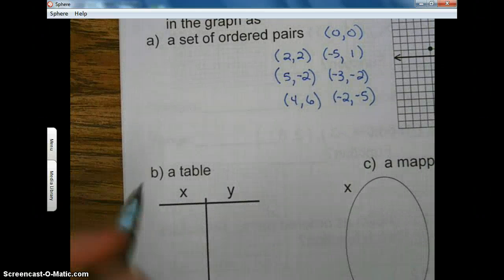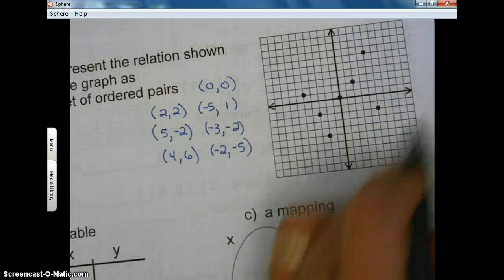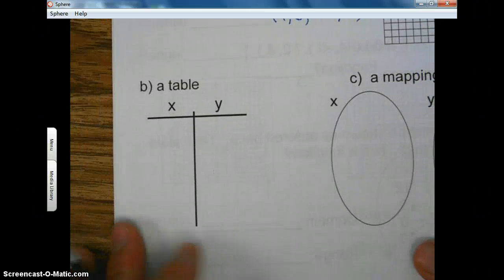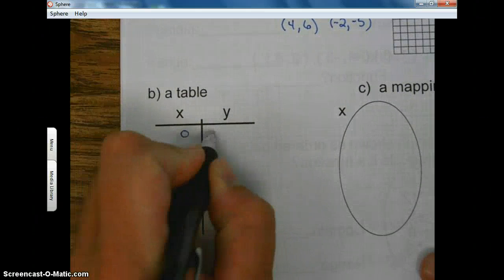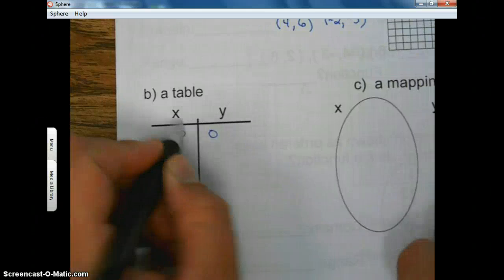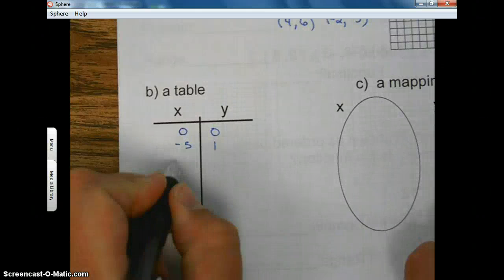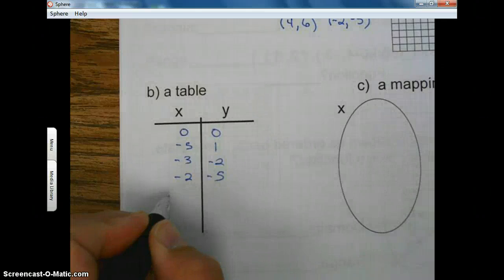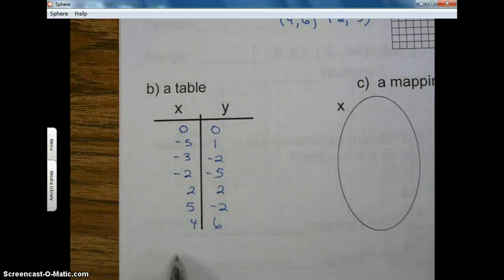So let's go ahead now and look at a table. So obviously we have a graph. This represents a relation. We have ordered pairs, which represent a relation. Now let's go ahead and put these points in our table. So you should have them written down. So our origin. Then I'm not going to worry about order right now. I'm just going to put them down: (-5, 1), (-3, -2), (-2, -5). Okay, and so there's your table. That's another way to represent a relation.